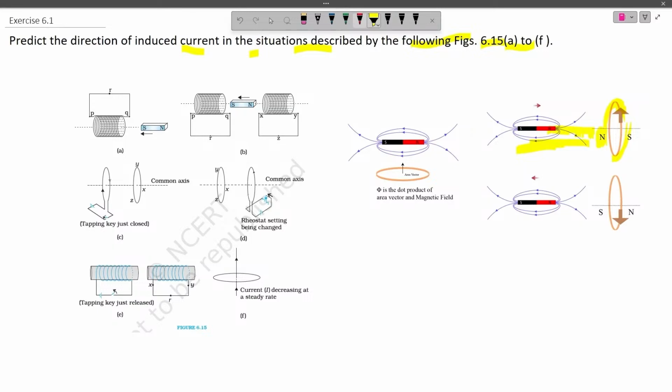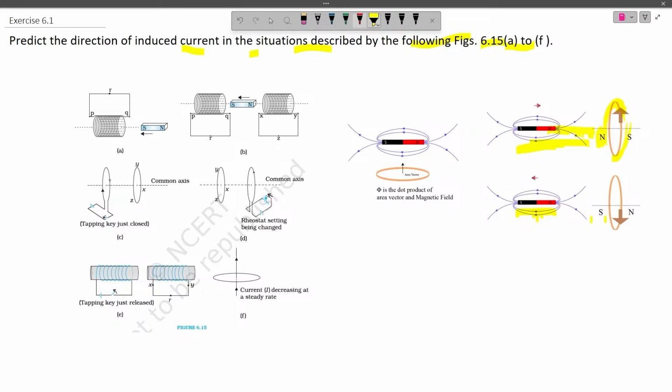Similarly, when the magnet moves away from this coil, a south pole will be created over here because it will oppose the motion, so that it attracts the moving magnet and opposes the movement of the magnet. So let's use this to find the direction of current in each of these diagrams.